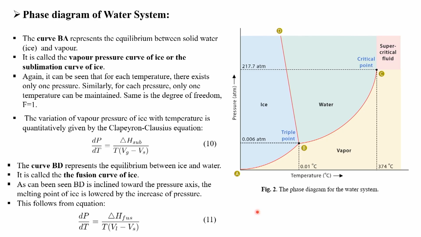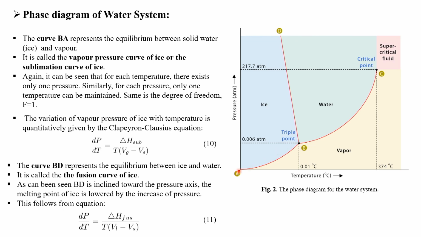Now if we consider the curve BA here, it represents the equilibrium between solid water, that means ice, and water vapor. So here ice and vapor. Again, along any point of the curve AB, we get two phases, solid ice and vapor. It is called the vapor pressure curve of ice or the sublimation curve of ice. So like for BC we got the vapor pressure curve for liquid water, for curve AB it is the vapor pressure curve of ice or the sublimation curve of ice.